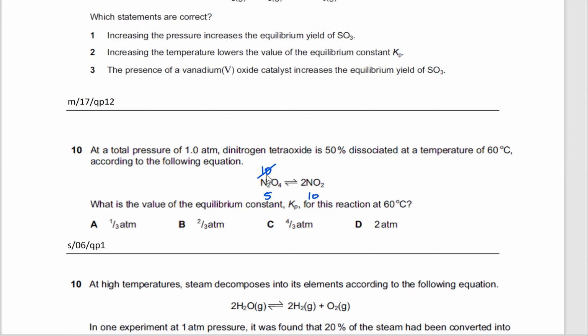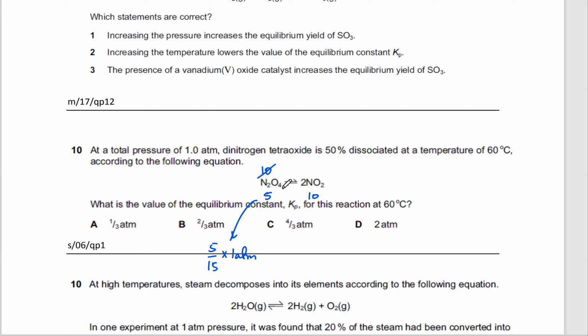Yeah, that's clear. So Kp is the same, product over reactant, but before that you have to calculate the partial pressure. So 5 out of 15, that's the mole fraction, multiplied by the total pressure, which is 1 atmosphere. So 1 atmosphere pressure is the pressure that's exerted by the entire container. So the pressure that's exerted by N2O4 only, that's 1/3, okay? Is that clear?